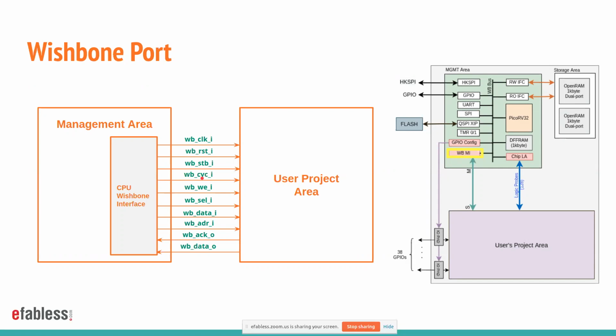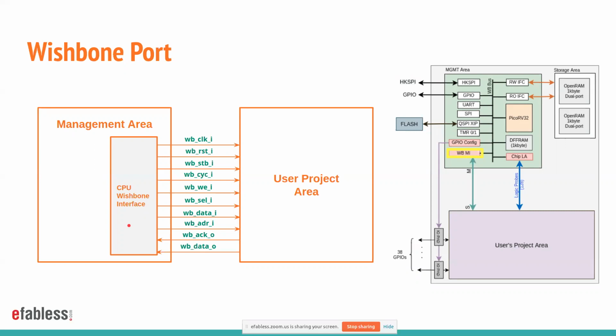a wishbone transaction, a write enable signal, and the select enable, which selects a byte out of a 32-bit word, and the data and address lines, and also an ACK signal, an acknowledgement signal, which indicates the end of a wishbone transaction. So using this wishbone port, you can build a wishbone client in your user project space, and you can communicate to this client using the management area processor.